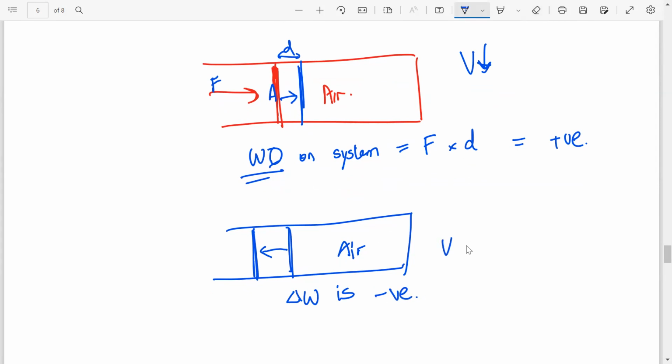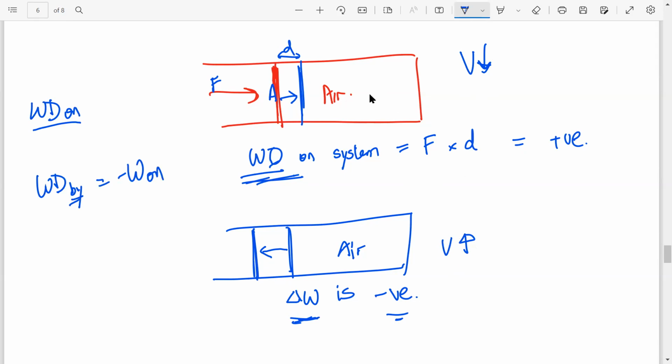This is where volume increases. So as long as volume decreases, delta W will be a positive value. And when the volume increases, delta W will be a negative value. We are trying to explain here what it means by work done on the system. There's also work done by the system. If you see the word "by", it is the negative of work done on. So it's a very English thing here.